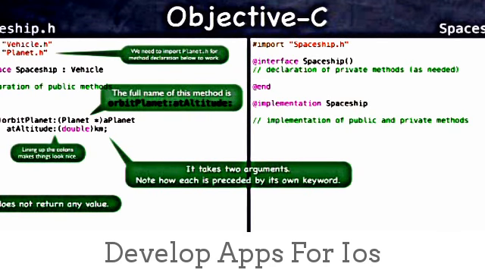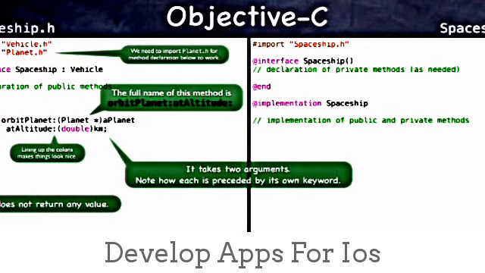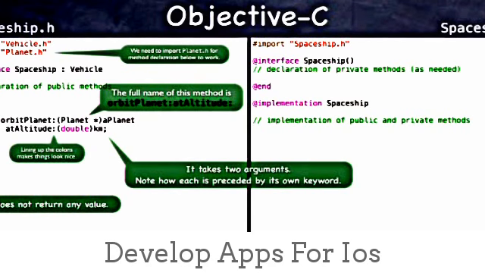All right, so now we're ready to add some methods to our object. I'm going to add a public method, only as a way to show you the syntax. This method is called orbit planet at altitude. It has two arguments, and it returns no value. The void on the left means this method returns no value. That void could be double, in which case it would return a double precision floating point number, just like a normal C double.